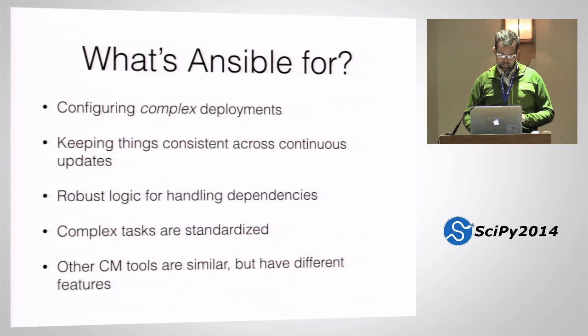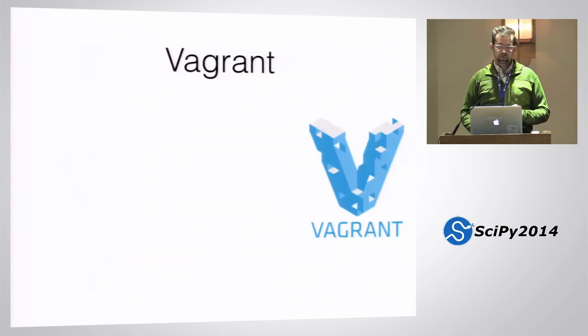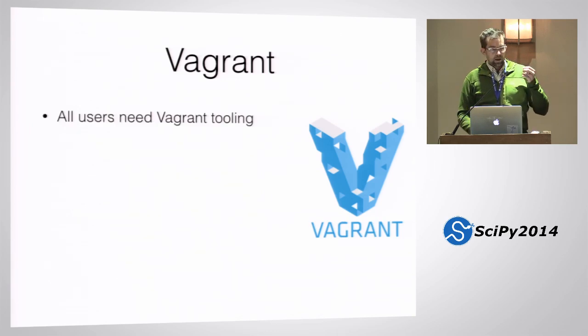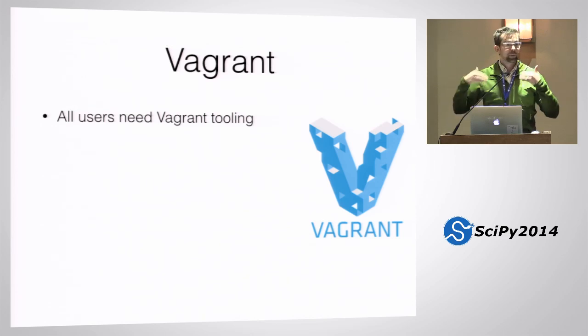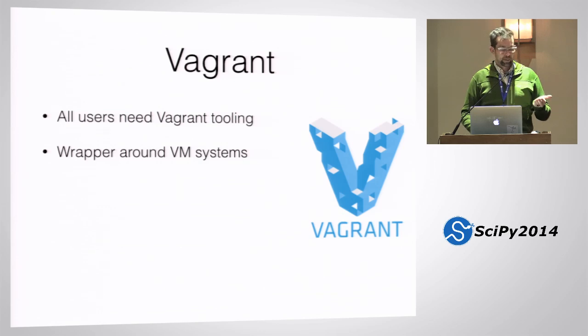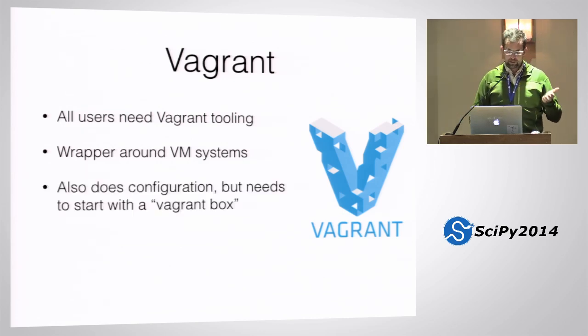I'm going to mention very quickly Vagrant. Downside of Vagrant, all users need Vagrant tooling, right? So we were really excited about Jiffy Lab. We tried using Vagrant with students in our classes. No one was able to successfully set it up on their own. Everybody took class time to set it up. It's basically a wrapper around VM systems. It also does configuration, but it needs to start with a Vagrant box. So you need to have something like Packer already or use a box somebody else built.